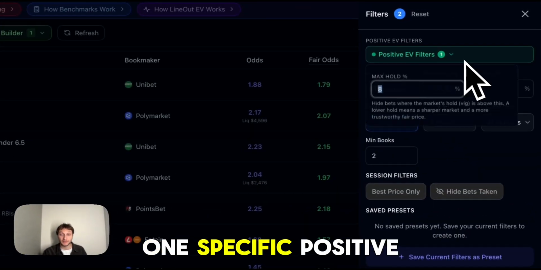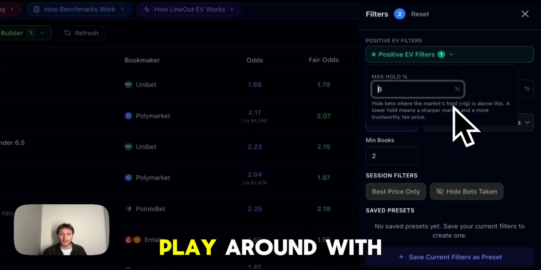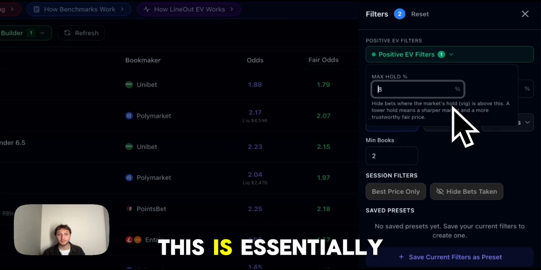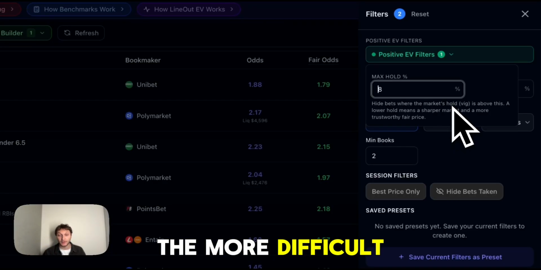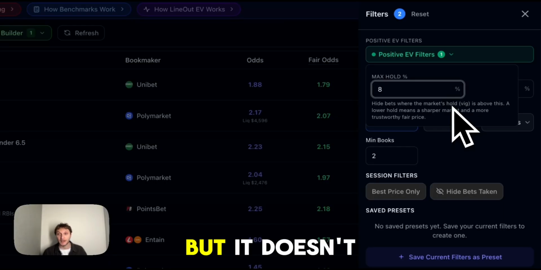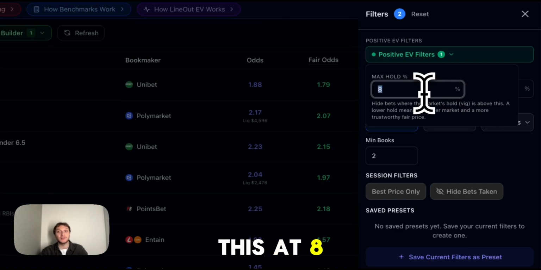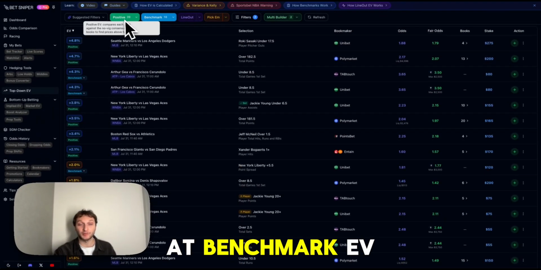Lastly, there is one specific positive EV filter that you can play around with, which is the max hold. This is essentially how much VIG there is in the market. The more VIG in the market, the more difficult it is to de-VIG the market, but it doesn't have too much of an impact on the results. Our recommendation would be to set this at 8 or 10%. Now let's look at benchmark EV.